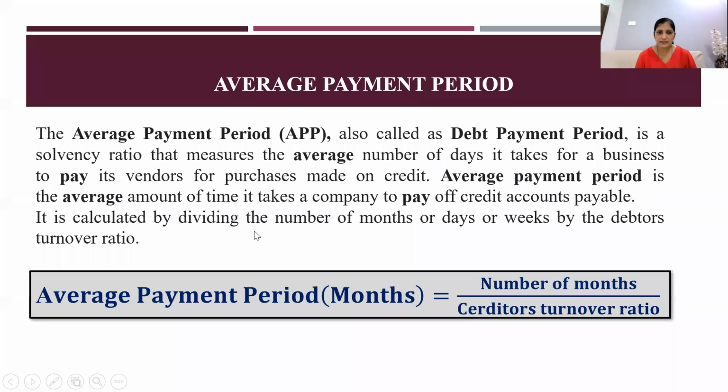It is calculated by dividing the number of months or days or weeks by the creditors turnover ratio. Exactly the same as what you have done with debtors turnover ratio. You have to find out APP, that is average payment period, for months, weeks and days, and then you have to divide it by creditors turnover ratio. Okay.